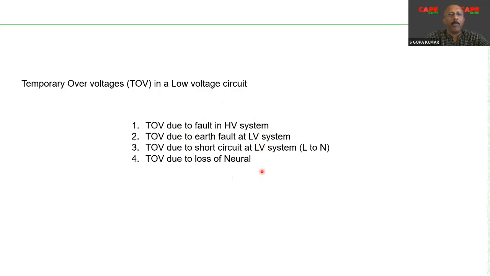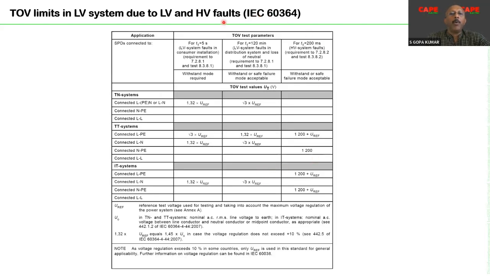Let's say your normal voltage is 230 volt. Instead of 230, maybe 300, 400 volt will exist in the line, between the lines, or probably between the line and the earth for a certain time, not continuous, but for a certain time. These are temporary overvoltages. And the temporary overvoltage withstanding capacities are very much specified. The requirements of SPDs are very much specified in the standard.